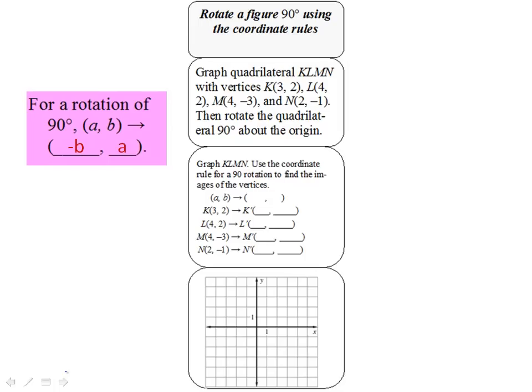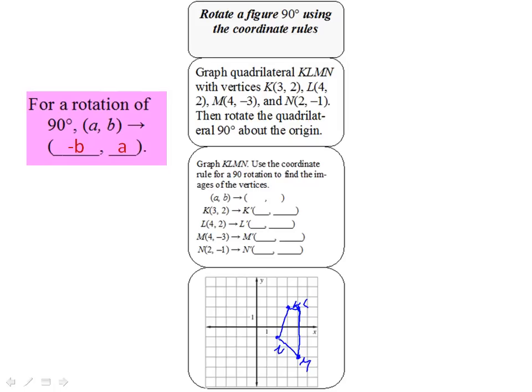K is 3, 2. L is 4, 2. M is 4, negative 3. And N is 2, negative 1. So I'm going to draw this in here. This is my pre-image because it's my image before a movement. Okay, so there's KLMN.